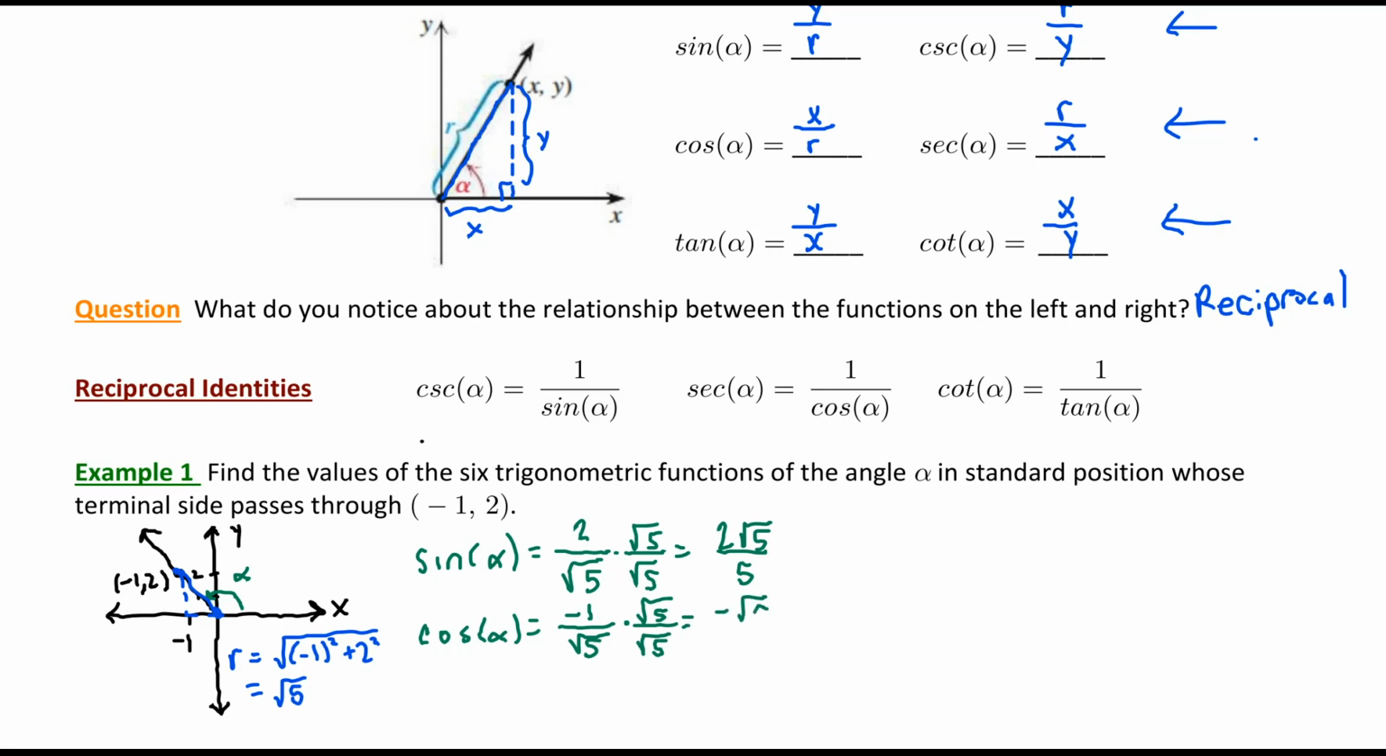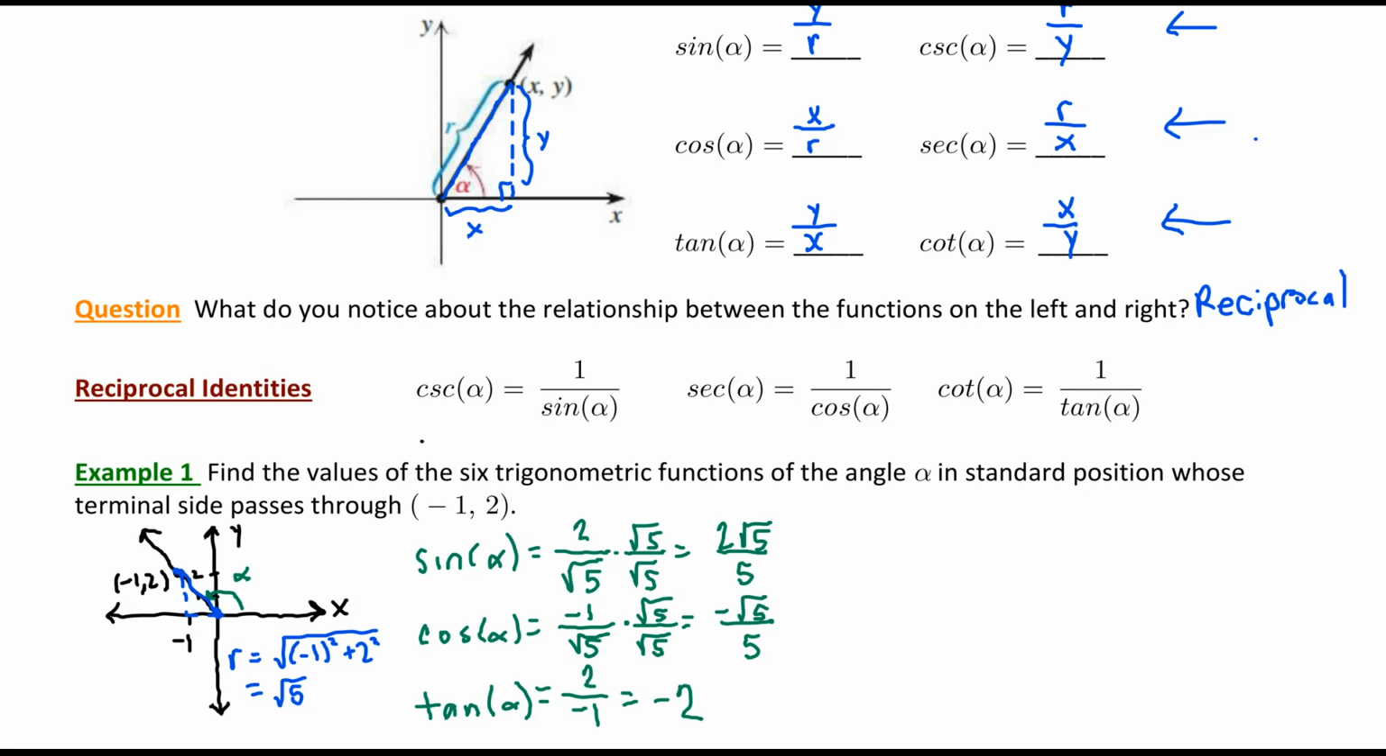So we end up with negative square root of 5 over 5 for the value of cosine. Next, we have tangent of alpha. Tangent is defined as y divided by x. Y in this case is 2, x is -1. So when we simplify, we can see that tangent is equal to -2.